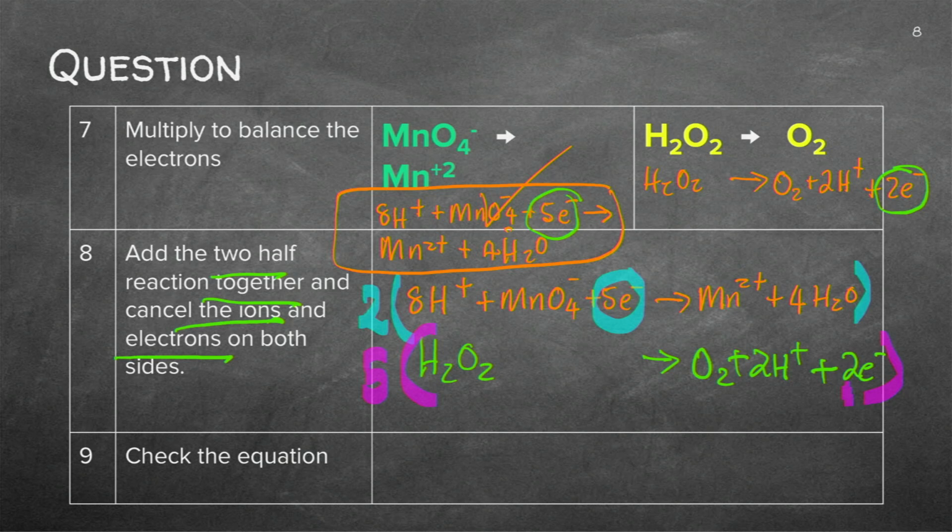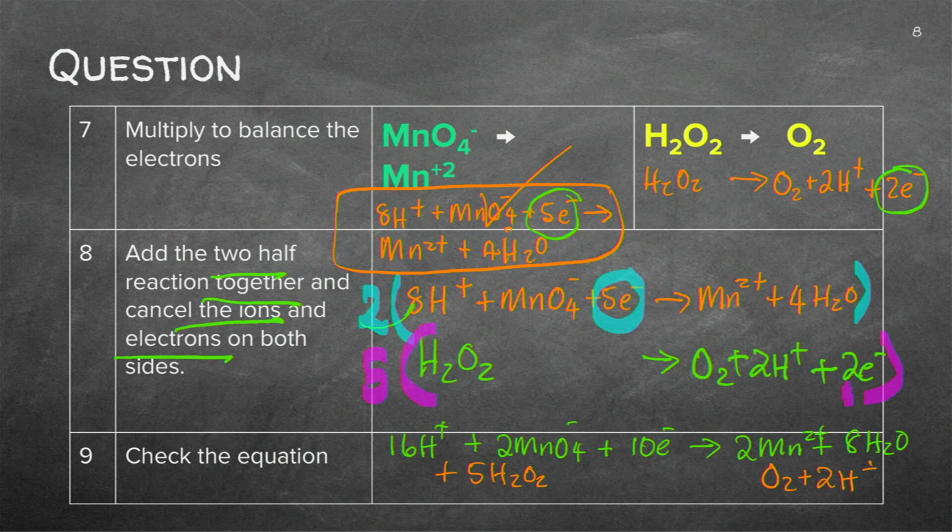So let's check what we're doing. We now have 16H+. Can you see? 2 times 8 plus 2 MnO4- plus the 10 electrons forming 2 Mn2+ and 8 water. I'm going to add the bottom equation to that. I've got this side 5H2O2, and this side O2 plus 2H+.